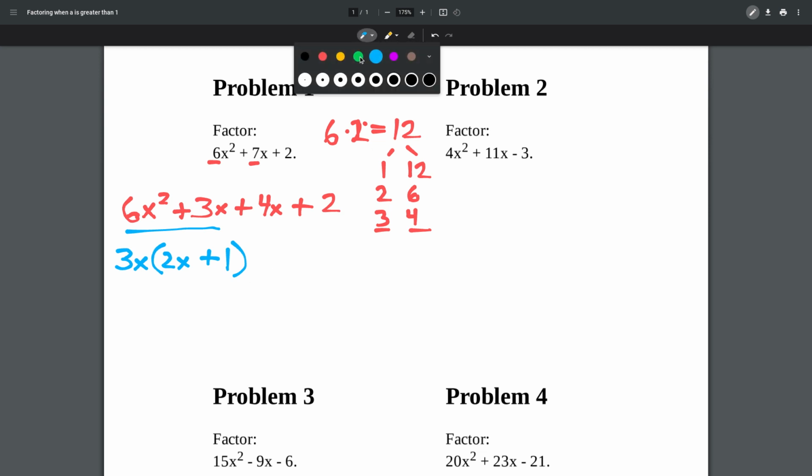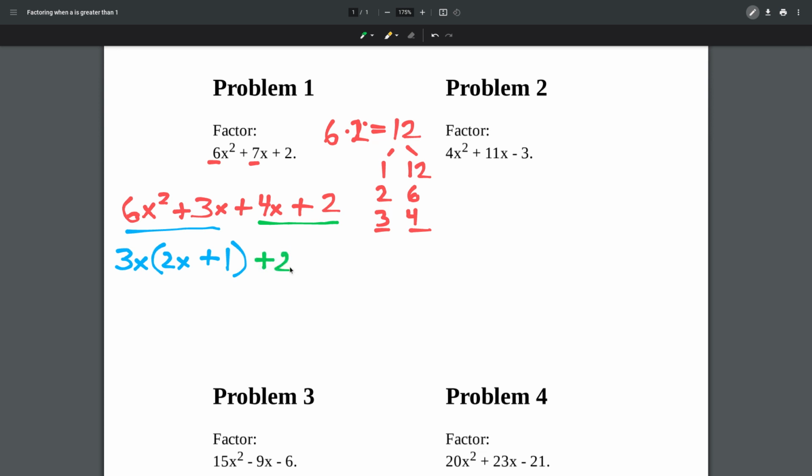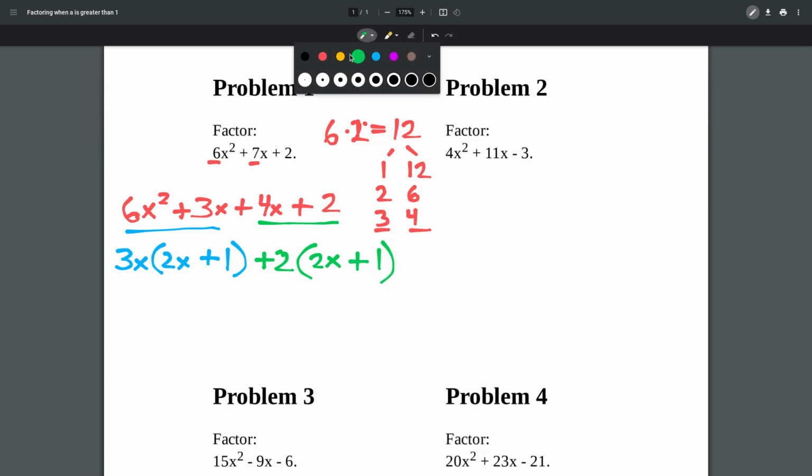Okay, now I want to look at the last two terms in this quadratic, so the 4x plus 2. So I want to factor out the greatest common factor from those two. In this case, it would be the number 2, so plus 2, and then 2 times 2x will give me 4x, and 2 times 1 will give me 2. Now notice here that these two binomials are the same, and we need them to be the same. If they're not the same, you might want to go back, you've messed something up, okay?